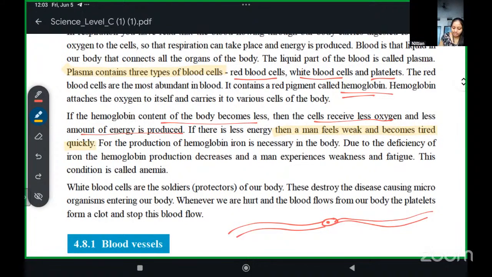Have you heard the word anemia? This person is anemic. Anemia is when your hemoglobin is very less in the body. That person is said to be anemic, and this condition is called anemia.